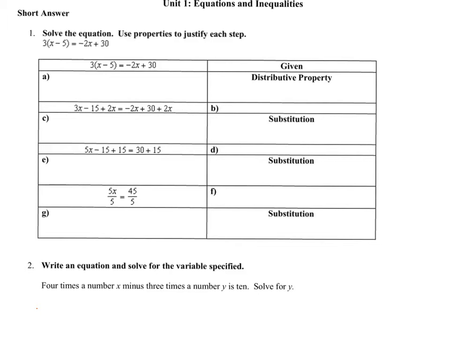Okay, so let's see. In the first one, they give us a property, distributive, so that tells us what we have to do. So we just look over here on the left. We see the parentheses, so that means we're going to distribute that 3 there and there. So we've got 3 times x is 3x, minus 3 times 5 is 15, equals, and then we just bring down the negative 2x plus 30. That's all you have to do for that one.